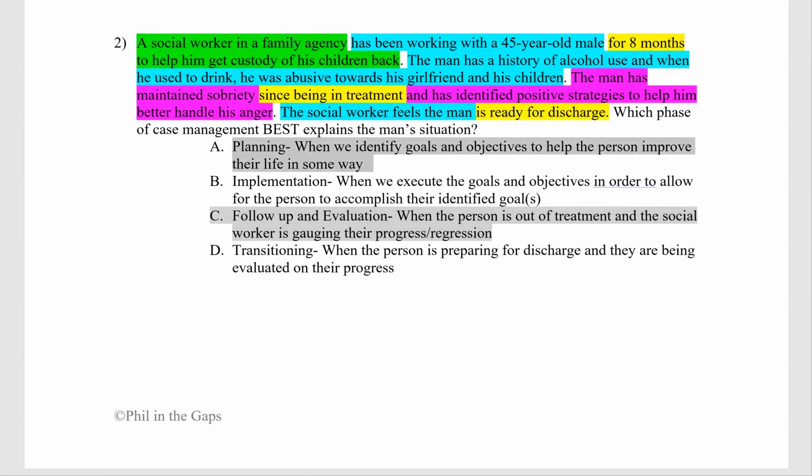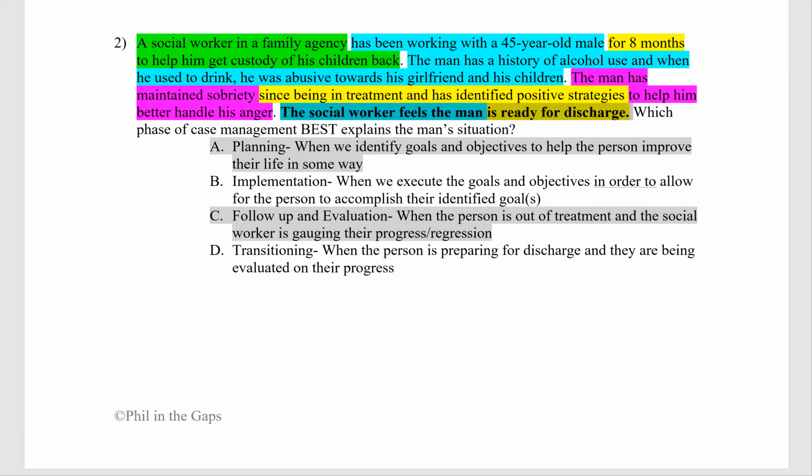We're also going to rule out A. Why? Because he's already identified strategies to help him do it, and he's maintained sobriety for the past 8 months. We're past the planning phase because he's already planned and he's been doing excellent, and we feel he's ready for discharge. Planning would be he's planning to see what he would like to see in his situation. So the important part is he's almost at the tail end of services because we feel he is ready for discharge. So now we're in between B and D.